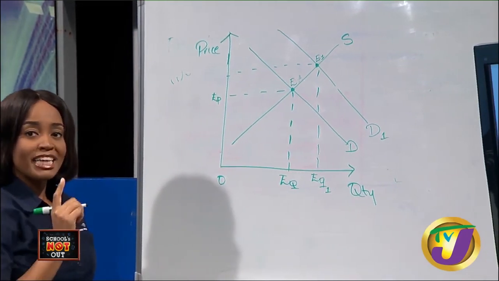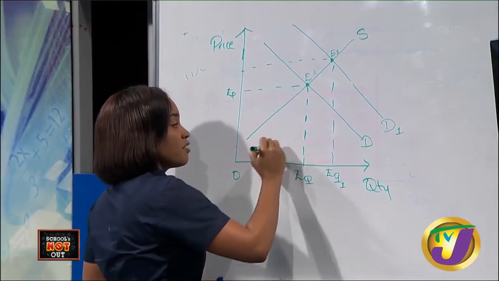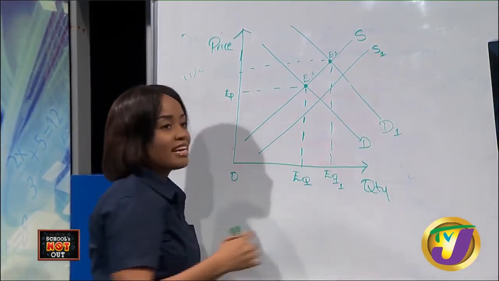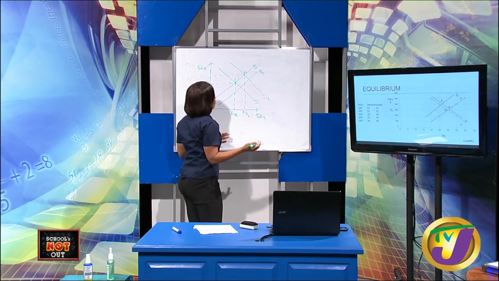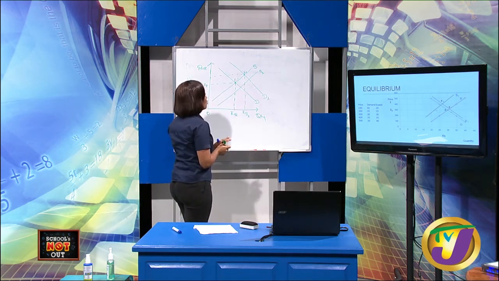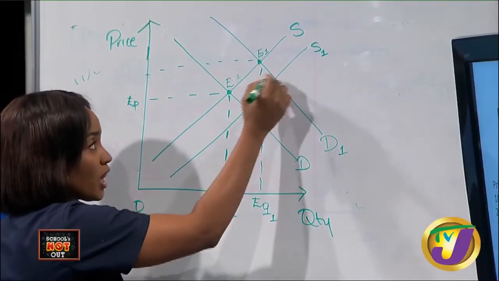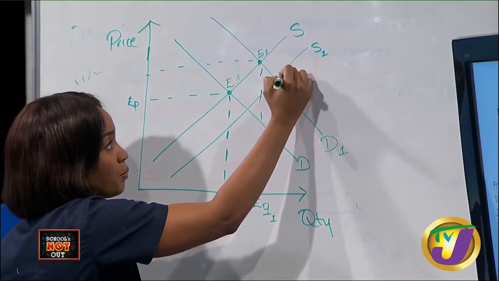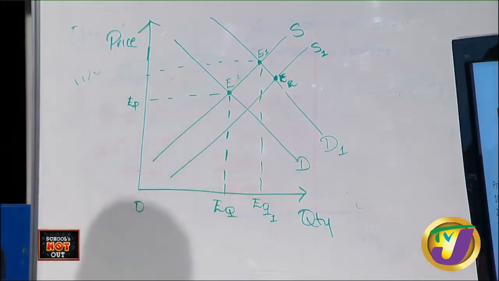If there's also a shift of the supply curve, say for example, your supply curve shifts outwards, there is an improvement in technology, and the producer can supply more of the good or service at each price level. What will happen when the supply curve shifts outward? What will be the new equilibrium point? The new equilibrium point will be along the new demand curve. So your new equilibrium point would be, let's call this one E2.